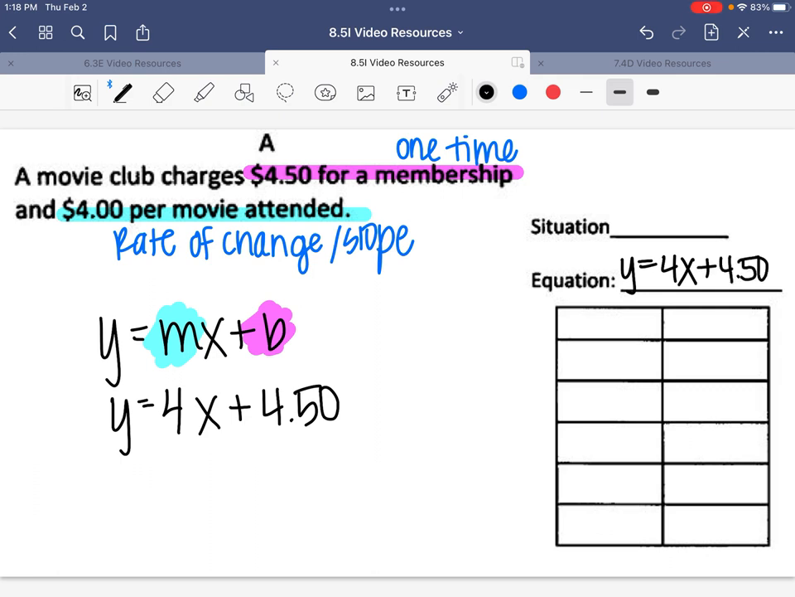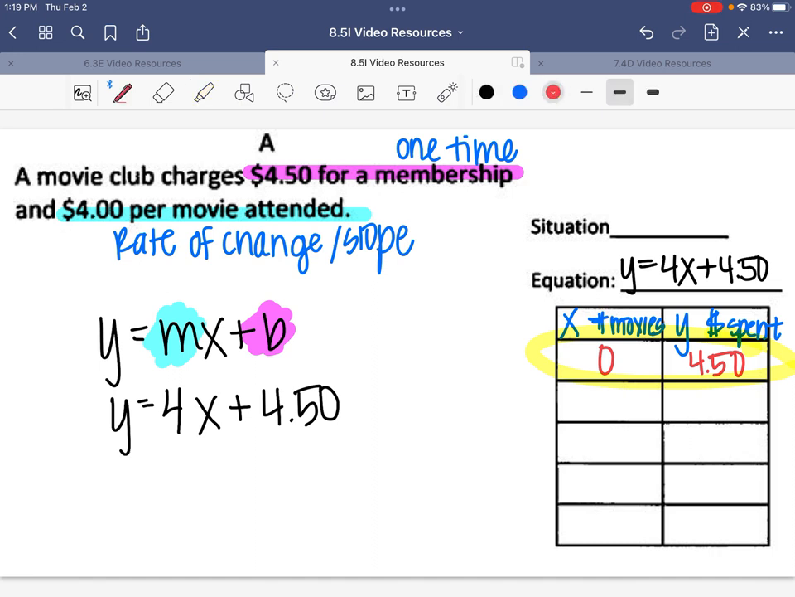And we want to be able to represent that with a table. So I'm going to label my table x and y, where x is the number of movies and y is the money spent. So if I have purchased 0 movies, I don't have to pay any of those $4 per movie yet. I still have to pay that $4.50 membership fee, which is this point itself, when x is 0. Remember, that's our y-intercept, and that matches the equation that we wrote.